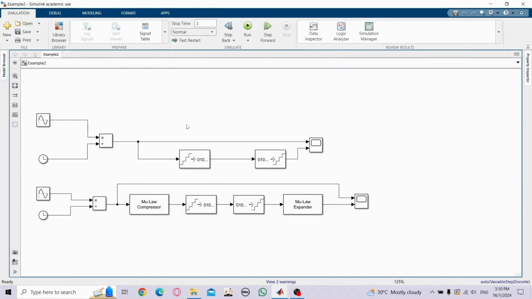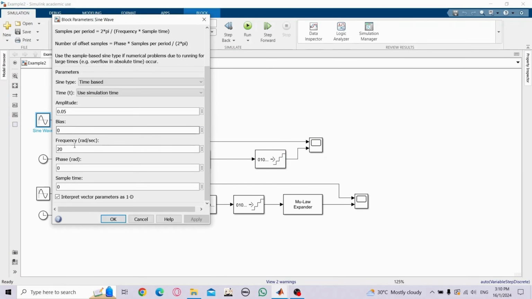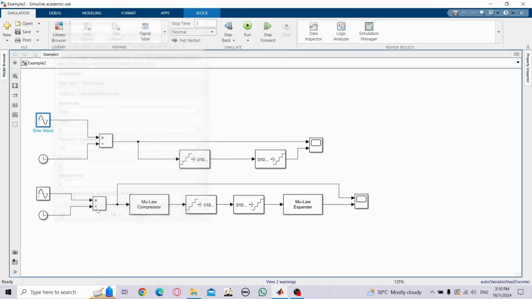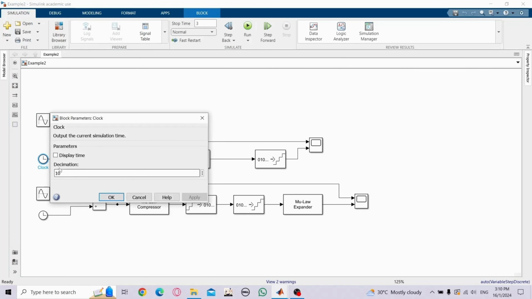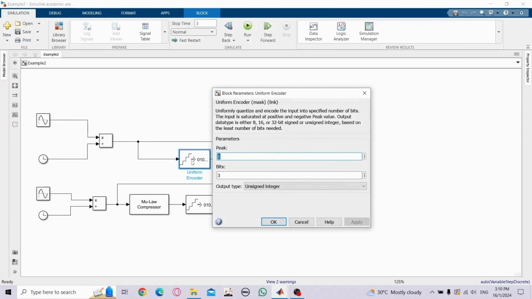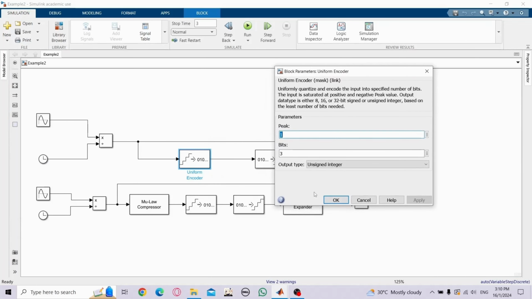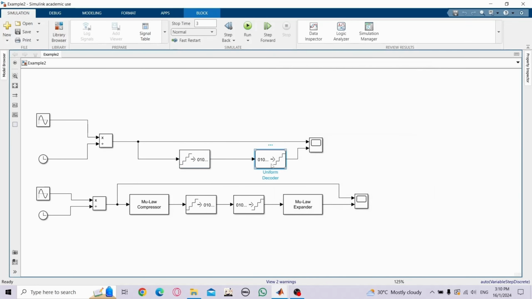For example 2, put a sine wave block and then connect it to a divide block, and then the uniform encoder and decoder, and connect it to a scope. For the sine wave, make sure it has 0.05 amplitude and the frequency is 20. Decimation is 10. The encoder is the same as in example 1, bit 1 and 3 bits. And for the decoder, bit 1 and 3 bits too. They connect to the scope.